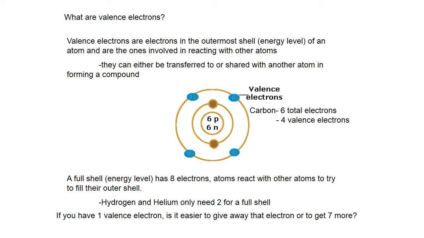Hydrogen and helium are much smaller and can only hold a maximum of 2 electrons before all of the energy levels are full. So instead of reacting to get up or down to 8, they react to get to 2 valence electrons. Helium has 2 valence electrons in its natural state, so it already has a full outer shell and doesn't want to react with anything.